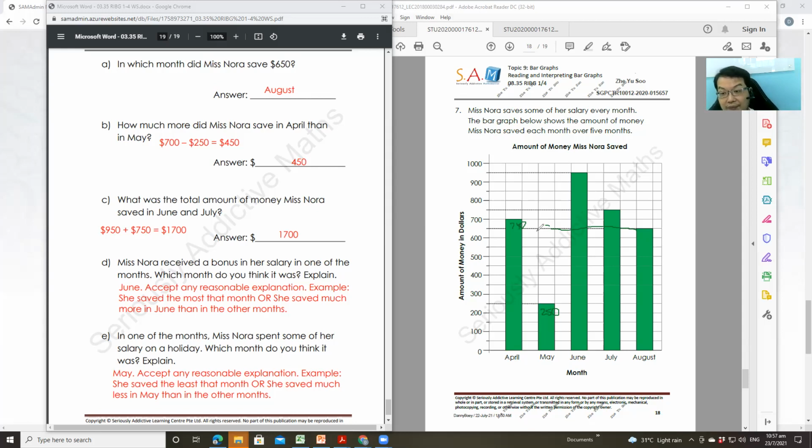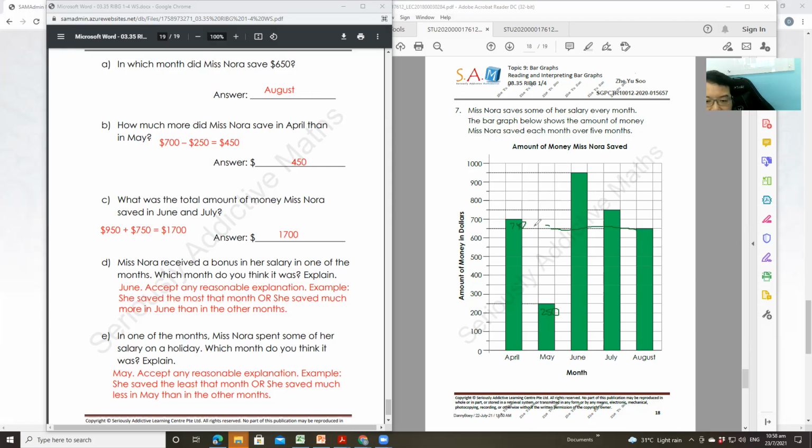Now, I will accept various answers as long as it makes sense. All right, so one example is there's a bonus in June because she saved the most that month, right? Or you can say that she saved much more in June than in other months. So the guess is that there was extra money that she got from a salary. And that's what bonus means, right? Extra money, okay, on top of a usual monthly salary.